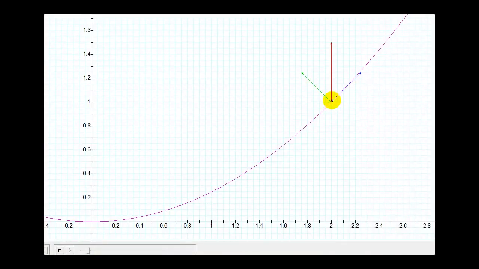So at this point here, this red vector would be our acceleration vector. This blue vector here would be the tangent component of the acceleration vector. Notice it's pointing in the direction the object would move in a straight line from this point. And then in green here is our normal component of acceleration. So we'll be finding both the blue and the green components of acceleration in this video.